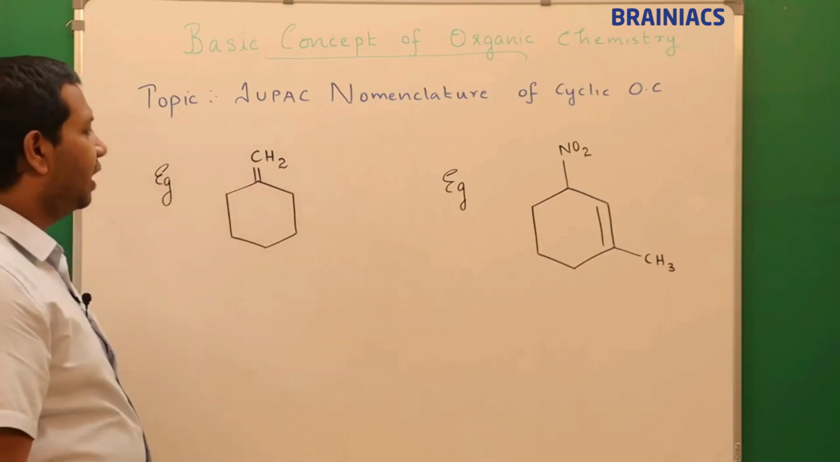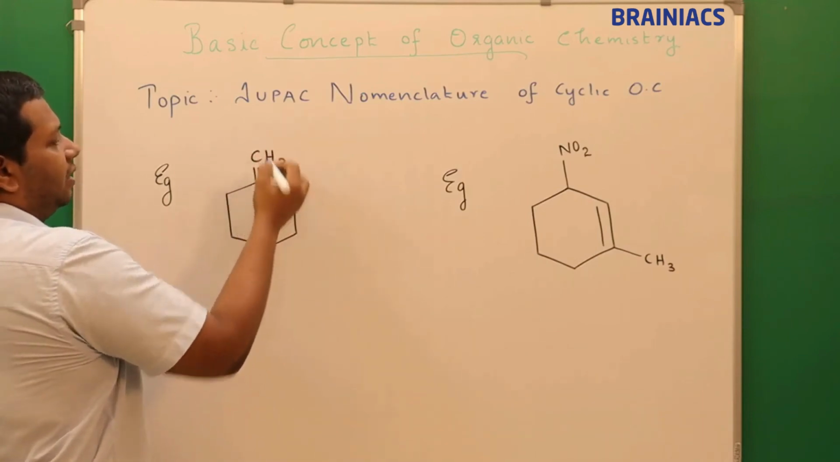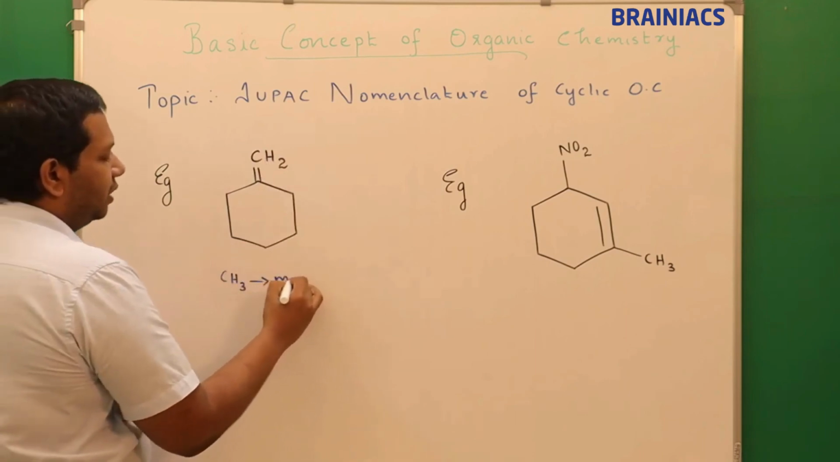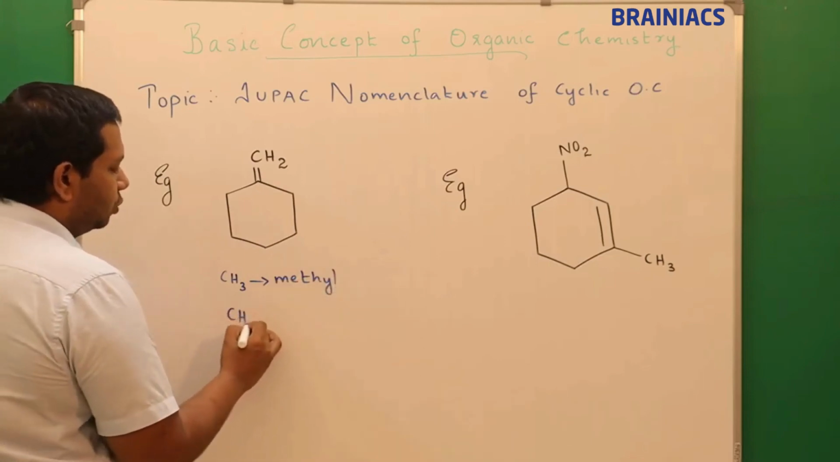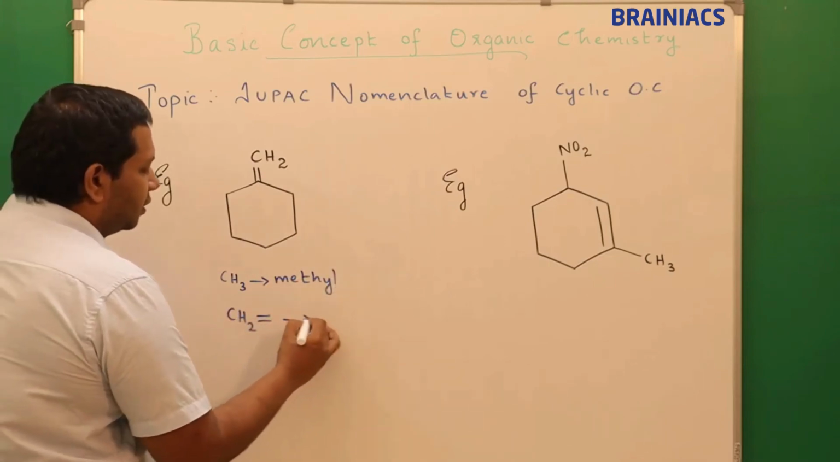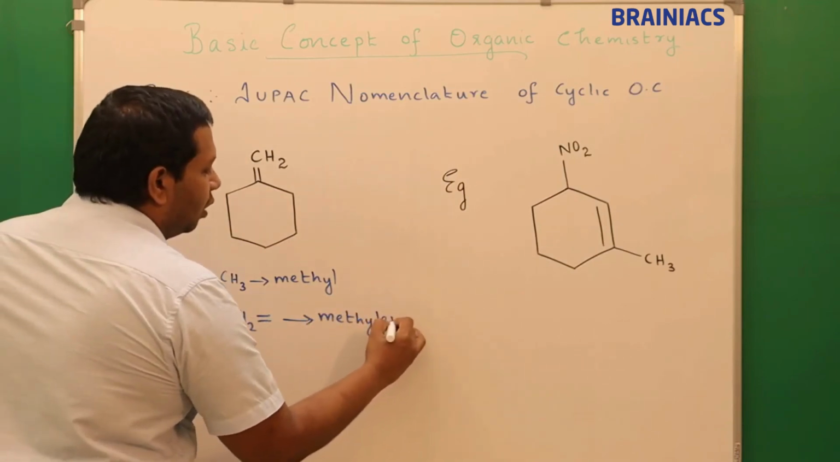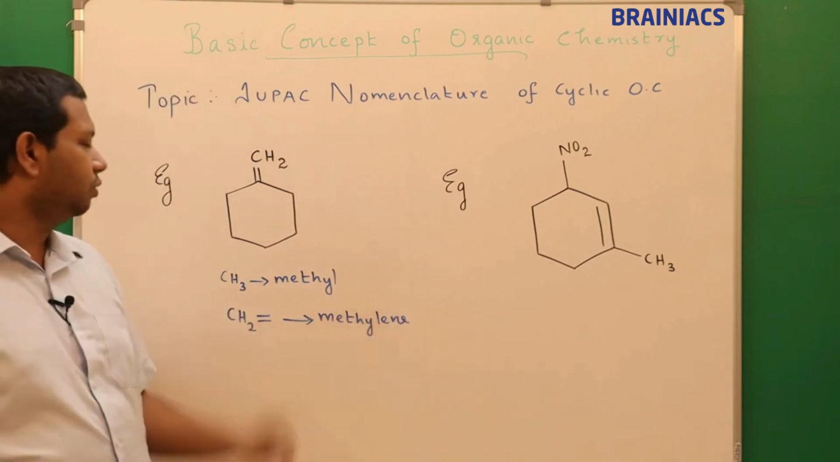So what should be the answer here? So we know that what is the substituent here? Methyl. So if CH3 means, we use the term what actually? Methyl, correct? If CH2 with 2H replaced, then we use the term methylene, or we use methylidene. Both are correct. Commonly we use methylene.